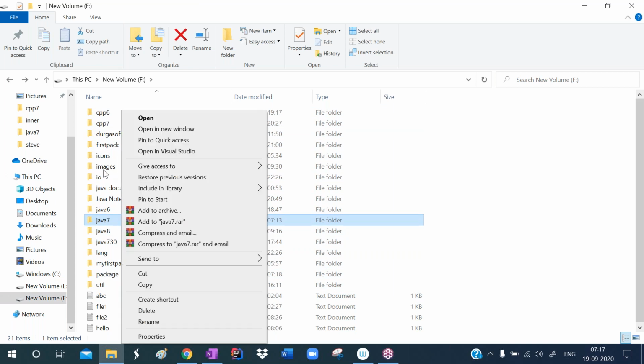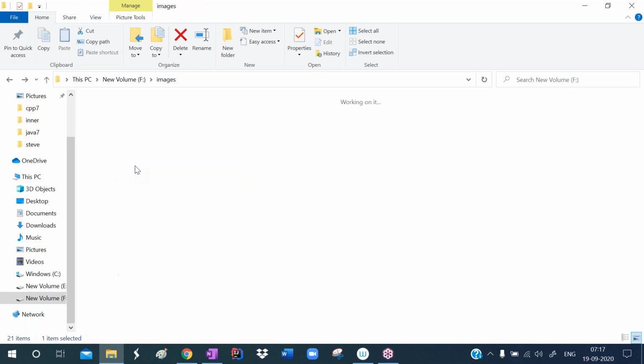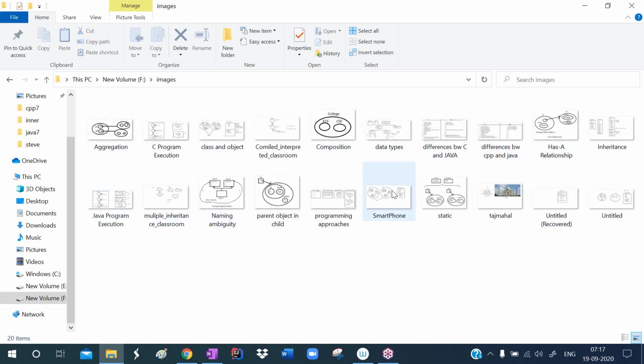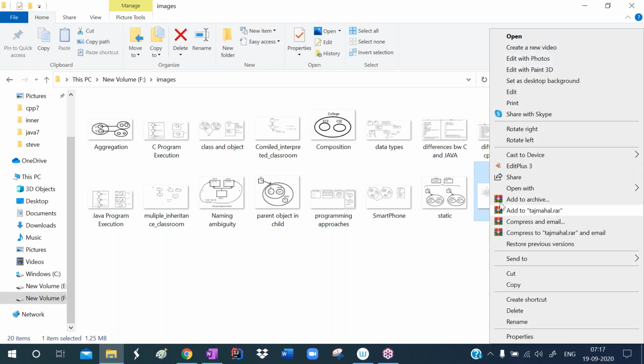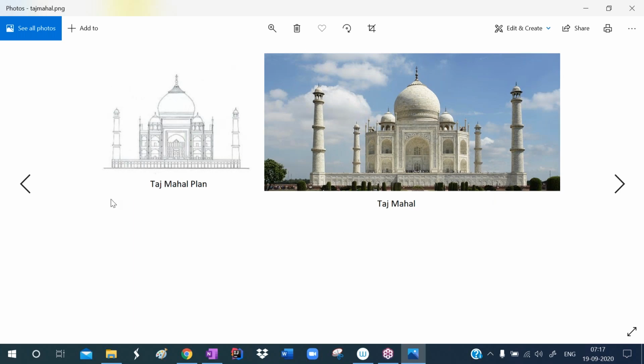Okay, here I'm opening images. Images is a folder. In the images folder, image files are there. All these are image files. Now I'm opening the image. So this is the image file.